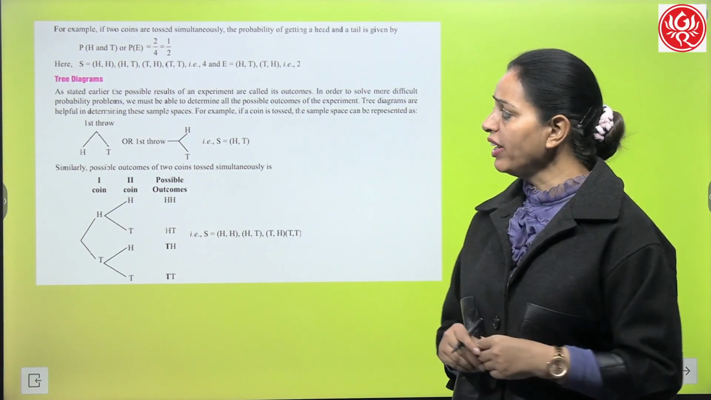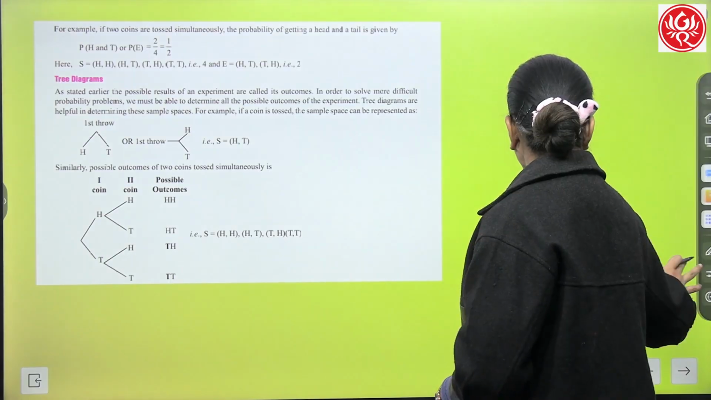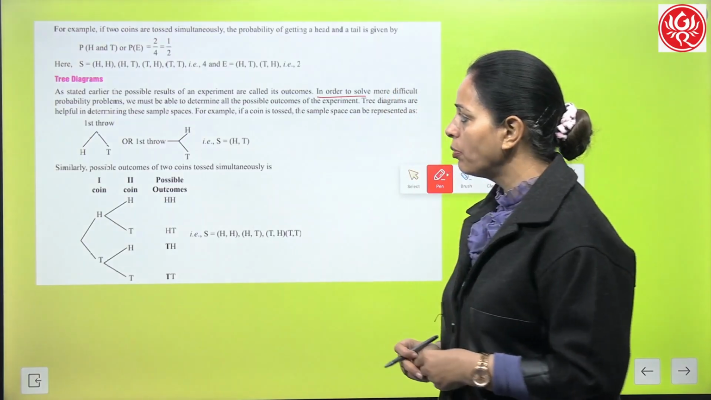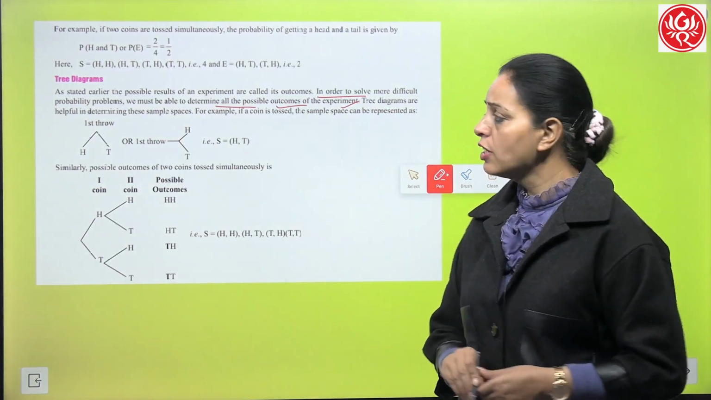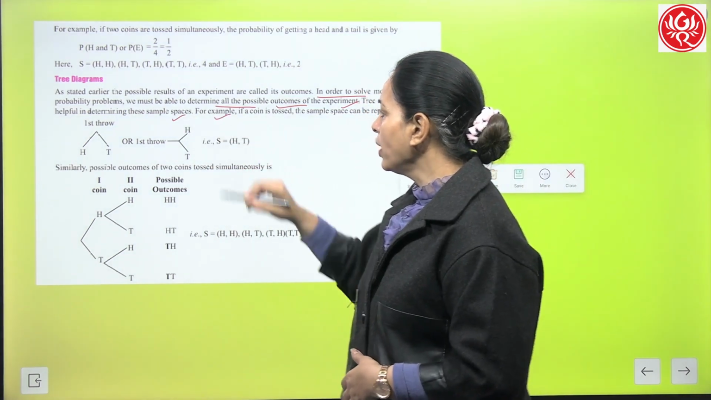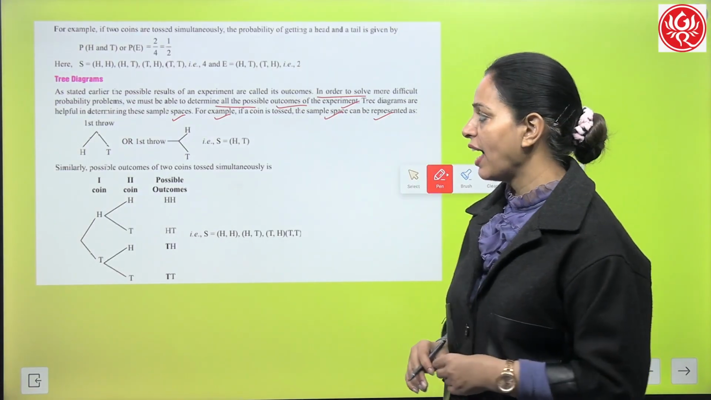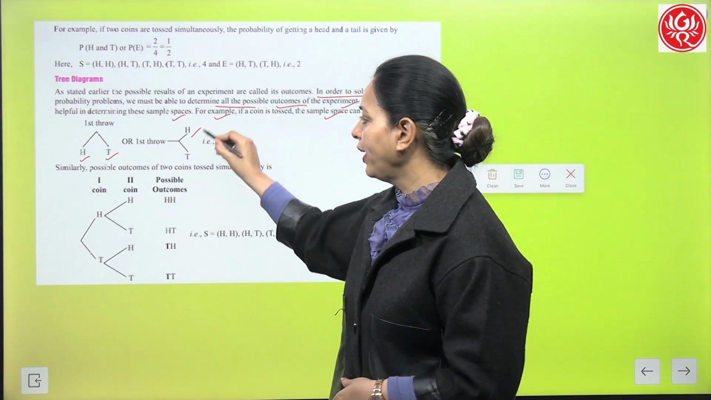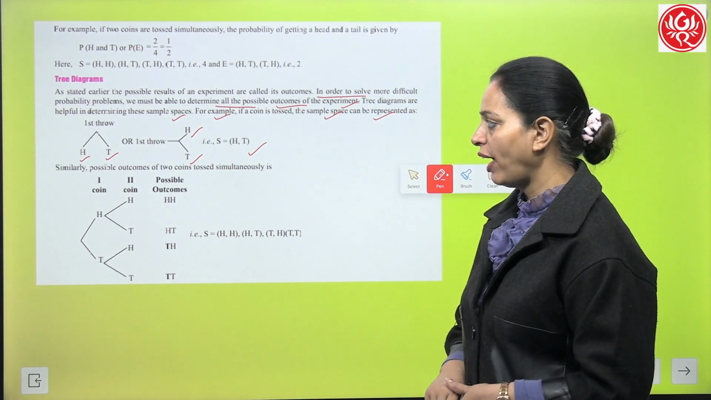Now the next is tree diagrams. As stated earlier, the possible results of an experiment are called its outcomes. In order to solve more difficult probability problems, we must be able to find all the possible outcomes of the experiment. So tree diagrams are helpful in finding these sample spaces. For example, if a coin is tossed, the sample space can be represented as first row head or tail, okay? Or first row we can write head and tail, and we can write S equals H and T, right?